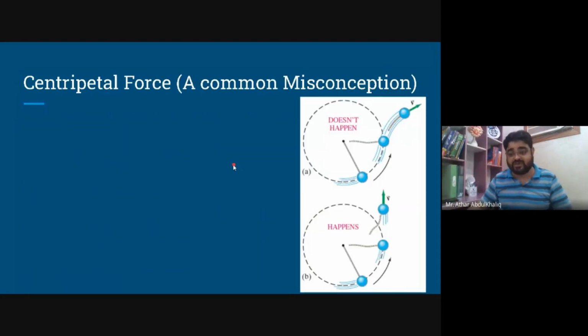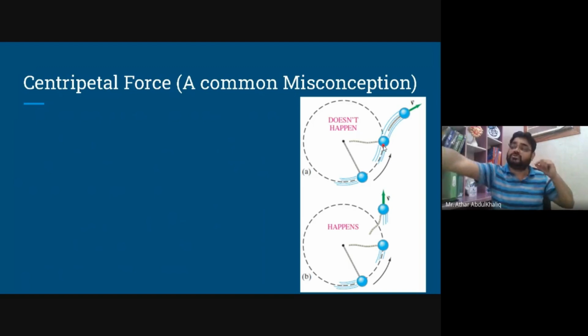It can be seen in this figure also. While you are moving, if there is a centrifugal force and the ball reaches here, this centrifugal force should act right opposite to your hand. For example, you are here, the ball is here.